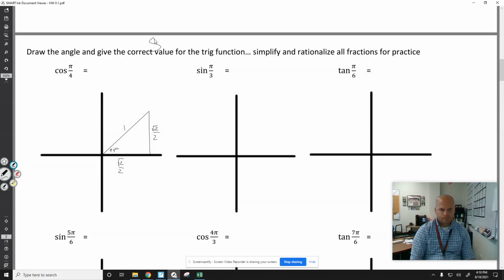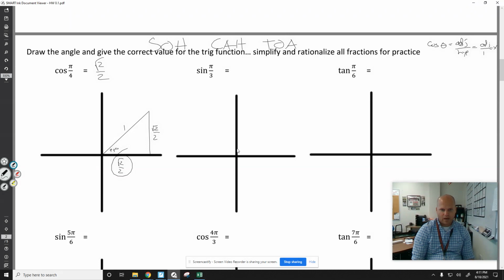SOHCAHTOA. Cosine is the adjacent. Since cosine of an angle is adjacent over hypotenuse, and because the hypotenuse is only 1, we're just looking at the adjacent side length. And since we're always using a reference angle with the x-axis, adjacent is always the x distance. X distance is this root 2 over 2.